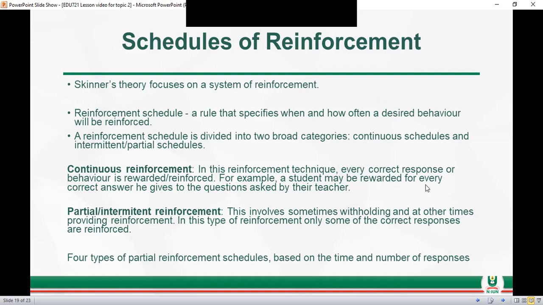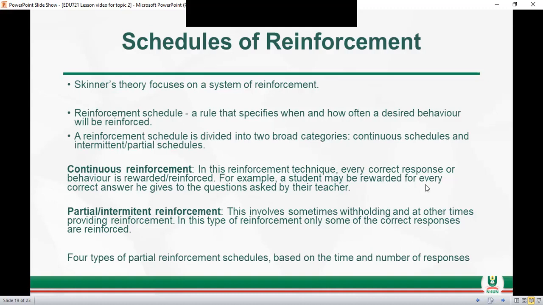Continuous, just as the word suggests, in this type of reinforcement, every correct response is rewarded, is reinforced. You ask a question, the child answers, oh, good, you praise the child. The child answers again, good, you praise the child. John does something in your home, oh, good, John, for laying your bed. You praise the child every time that John does that thing.